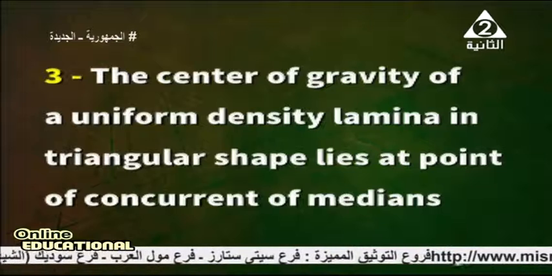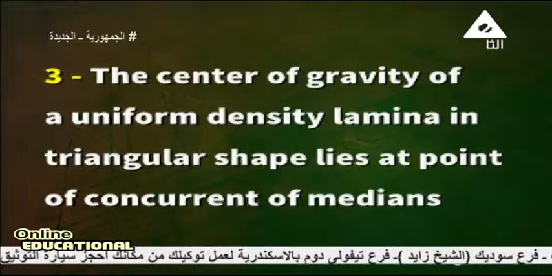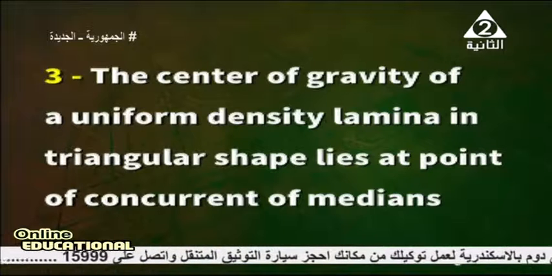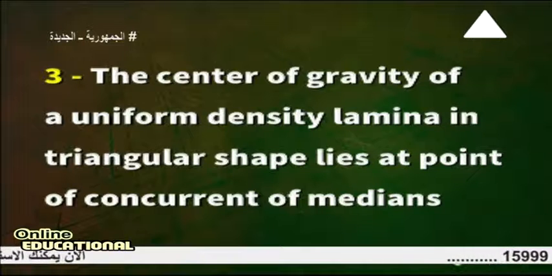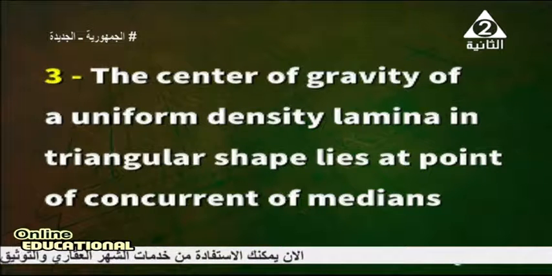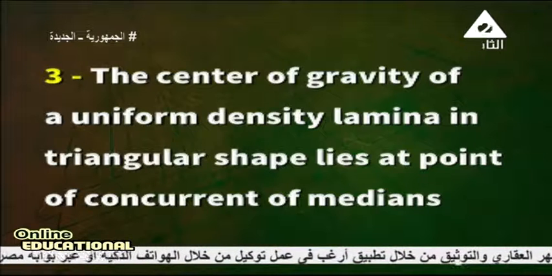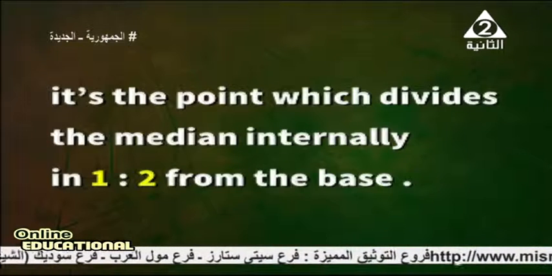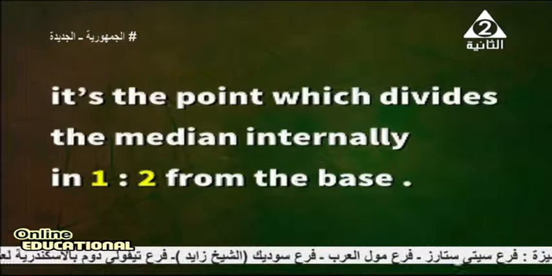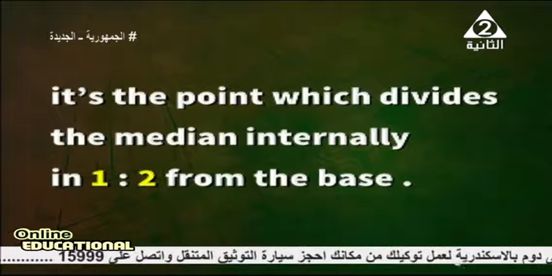Number three, the center of gravity of a uniform density lamina in triangular shape lies at the point of concurrence of the medians. We know that the point of concurrence divides each median in the ratio 2 to 1 from the vertex, or 1 to 2 from the base. The point of concurrence is a point which divides the median internally in the ratio 1 to 2 from the base.